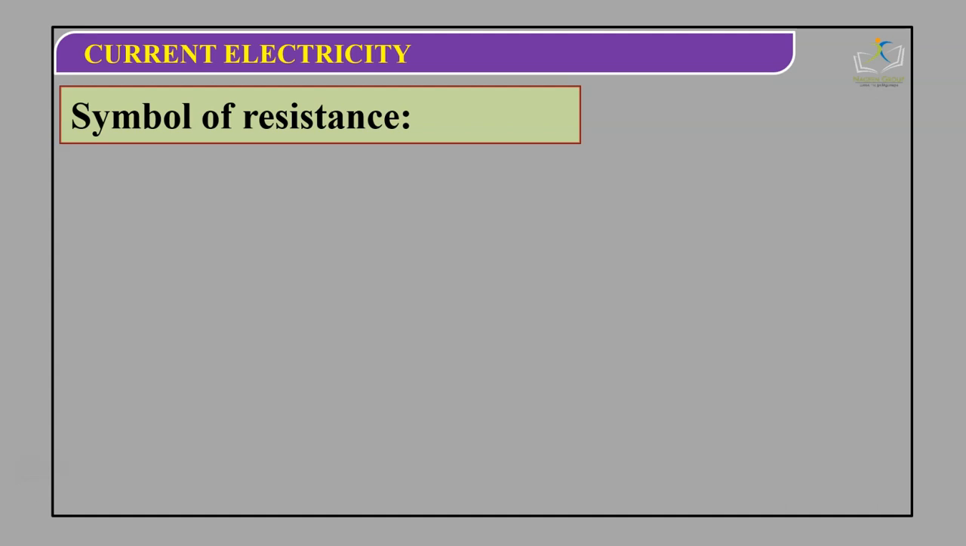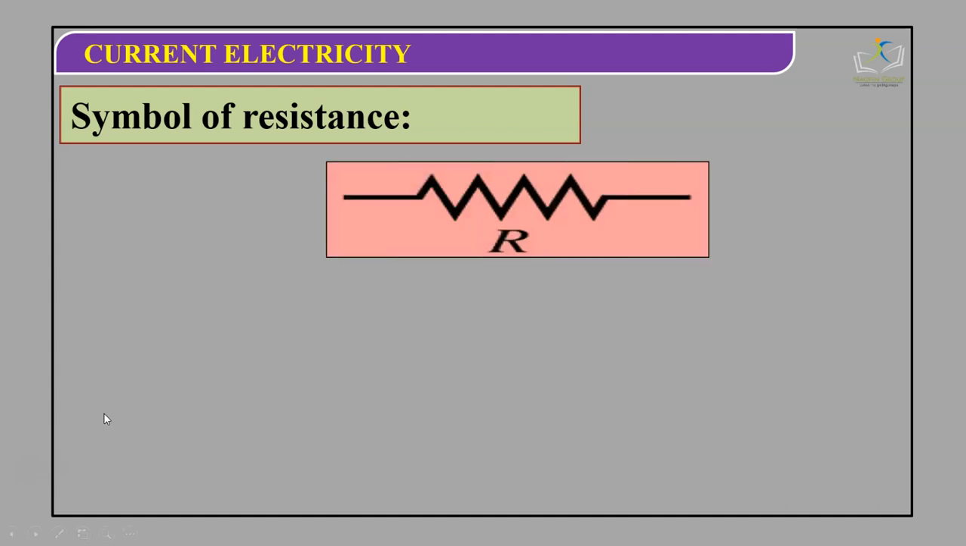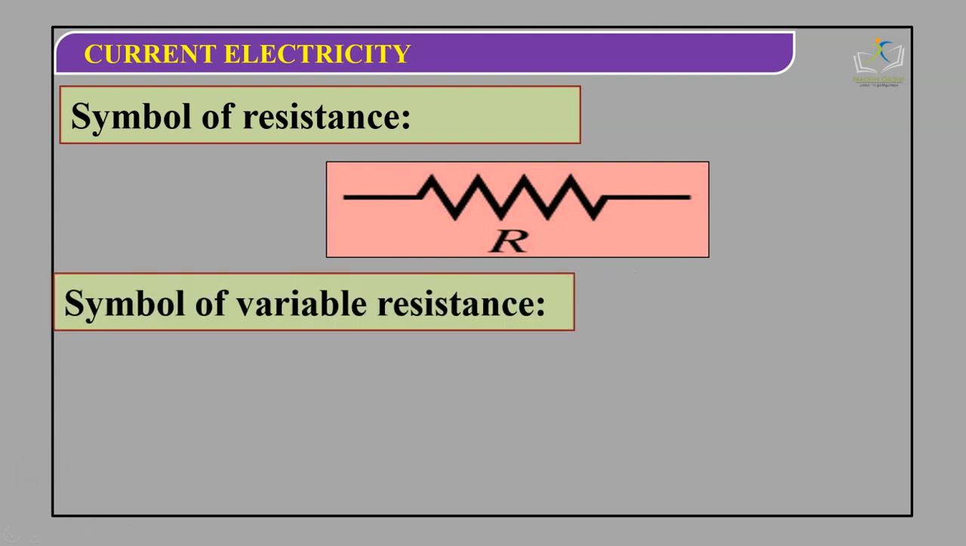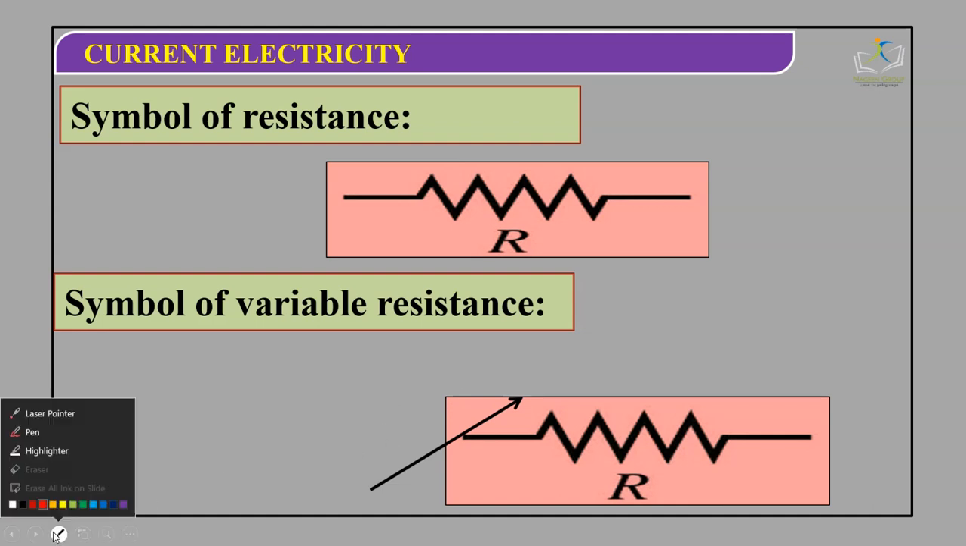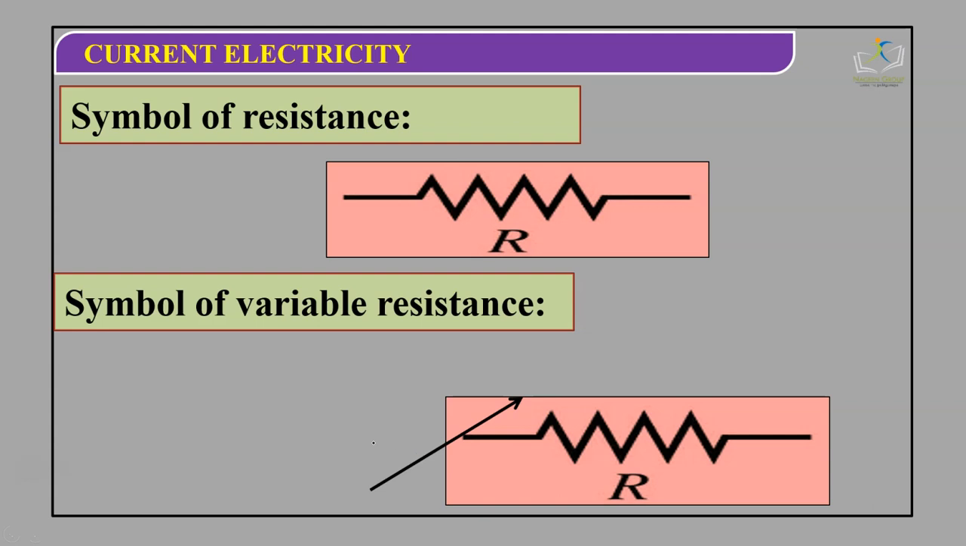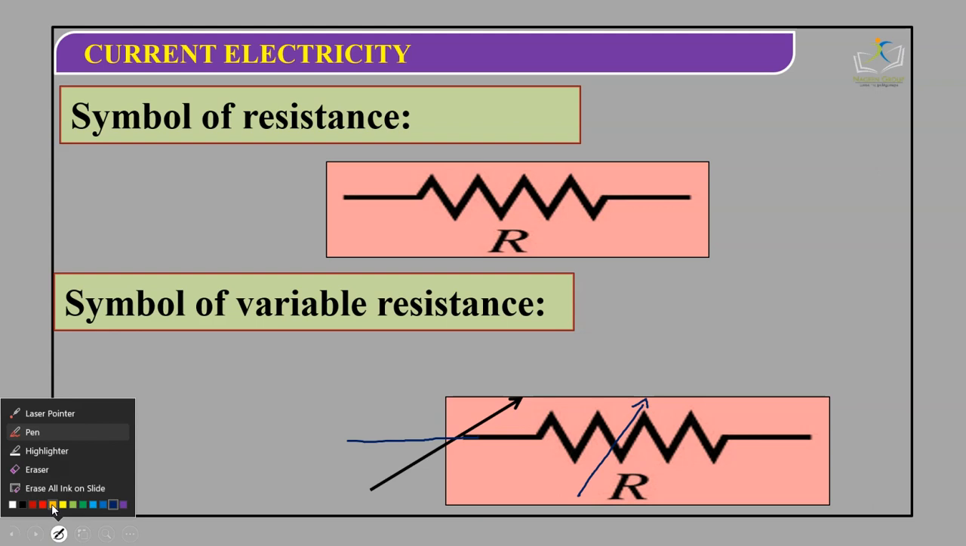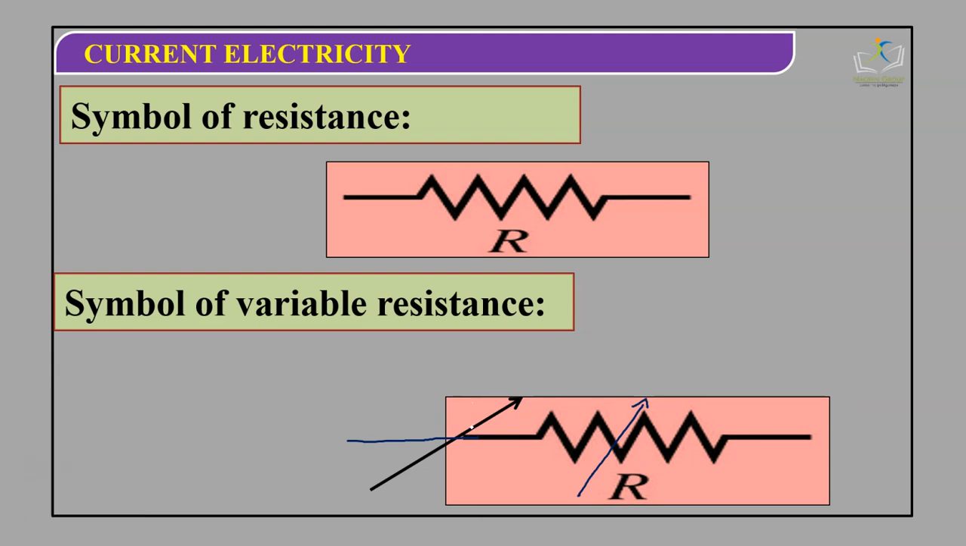So, the symbol of a resistance. This is the symbol of a resistance, and this is the symbol of a variable resistance. If we want to represent a variable resistance, the symbol of a resistance is this, and for a variable resistance, this part will not be present. So this will be the symbol of a variable resistance, only this.